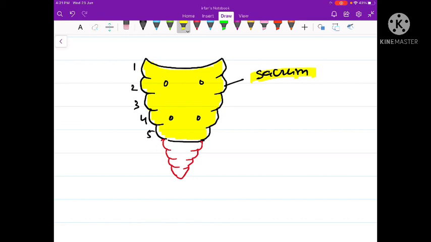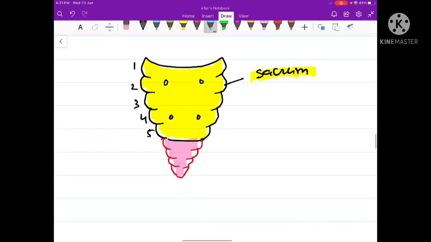Similarly, this coccyx is formed by the fusion of the 4 coccygeal vertebrae. 4 coccygeal vertebrae, this is number 1, 2, 3 and 4. The 4 coccygeal vertebrae will fuse and they will result in formation of a common structure. That common structure is called as the coccyx.